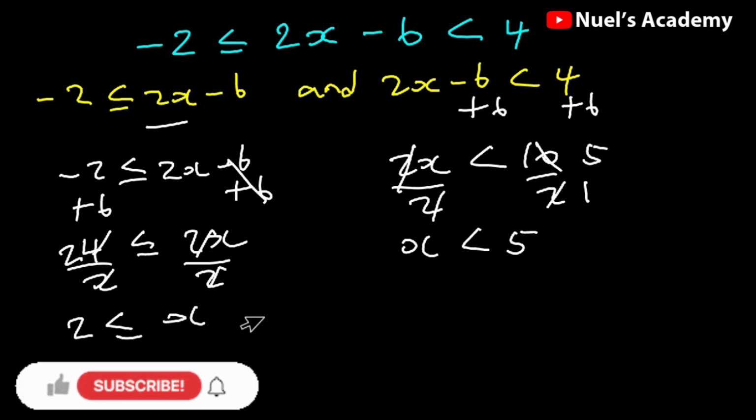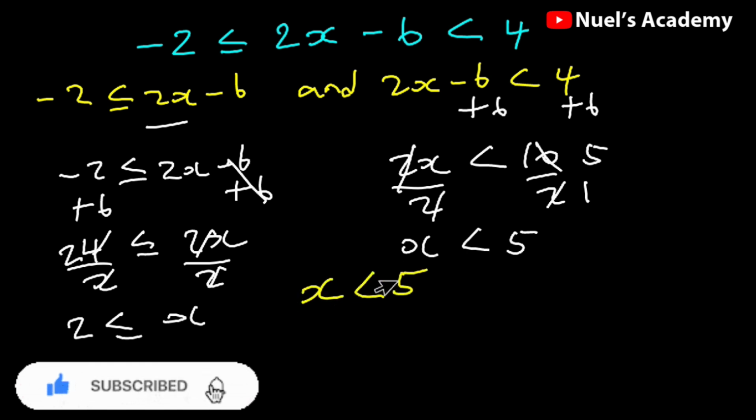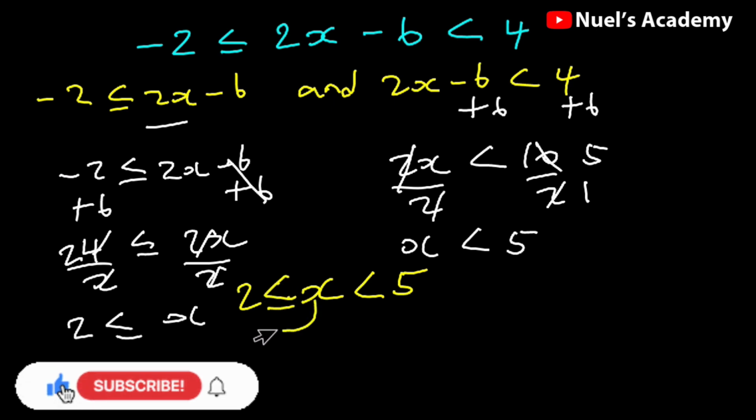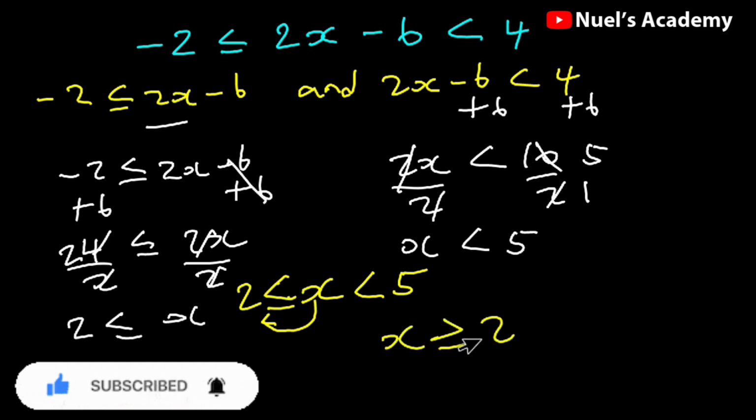And to combine these two answers, we are going to write x here. So x is less than 5, and then x is greater than or equal to 2. So we write greater than or equal to 2. If you reverse this part of the answer, you see that x is greater than or equal to 2. So me writing 2 less than or equal to x, you say the same thing as x greater than or equal to 2. Alright, so let's represent this on the number line.